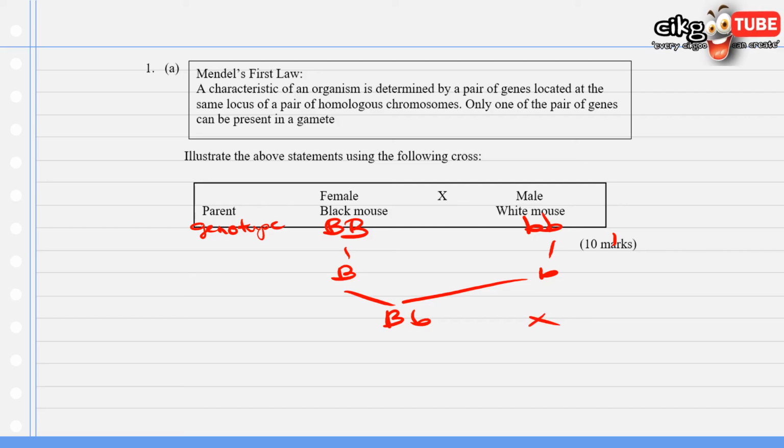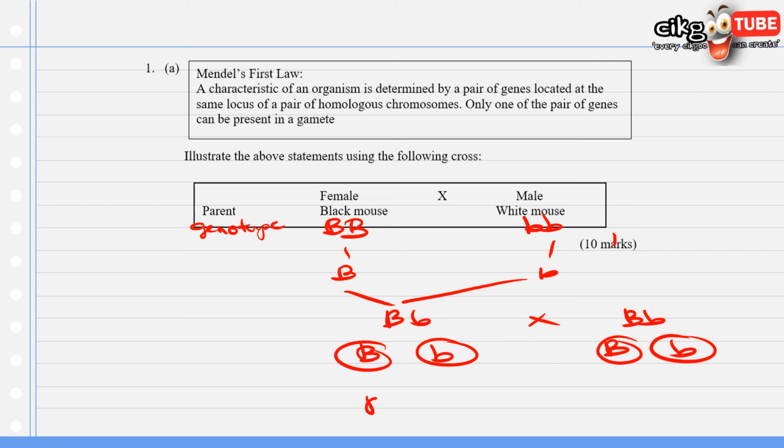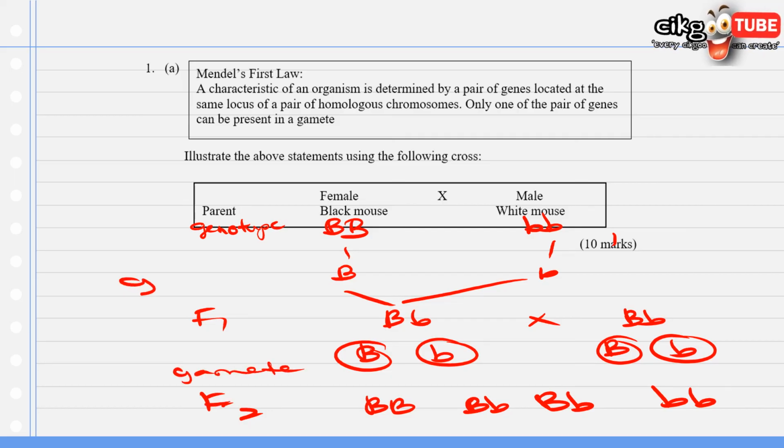Then you cross the first filial generation, and you get these as gametes after undergoing meiosis. Then you cross them and you get the second generation. So this is your F1, this is your F2. This is gamete, this is also gamete. You have to draw a complete schematic diagram as shown in your textbook or the previous slide that I've shown you. So you draw it completely to get your full marks.